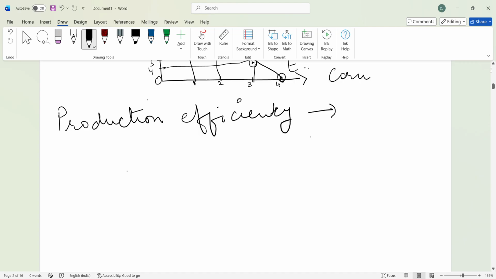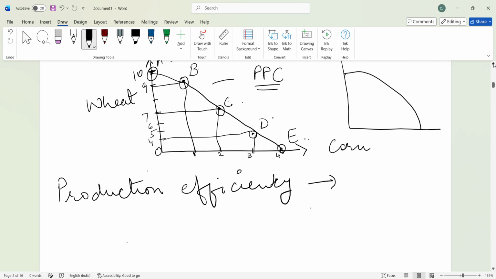That basically means that if I go back to the graph, let's say you are on point C and you want to increase the production of corn, then you definitely have to allocate resources such that you are reducing the production of wheat. If you are on an efficient point, it's impossible to increase the production of one good without decreasing the production of the other good. That's production efficiency. I'll repeat the technical definition: there is no way resources can be allocated to increase the production of one good without decreasing the production of the other good.